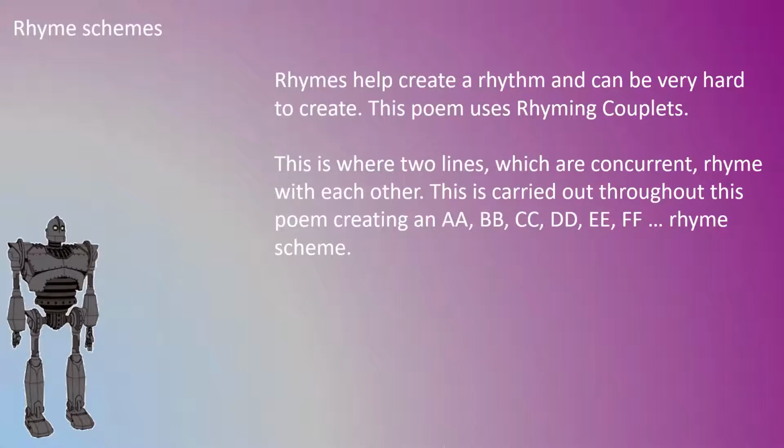Rhymes help to create a rhythm and can be very hard to create. This poem uses rhyming couplets. This is where two lines which are consecutive rhyme with each other. This is carried out throughout this poem, creating an AA, BB, CC, DD, EE, FF rhyme scheme.